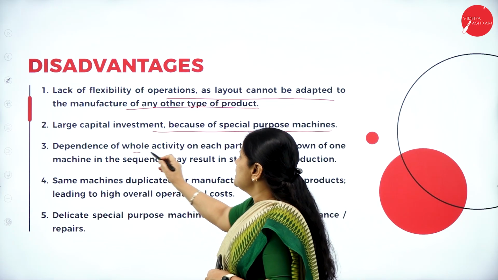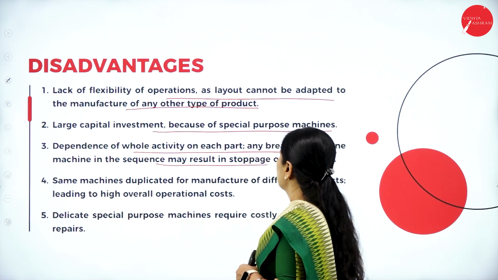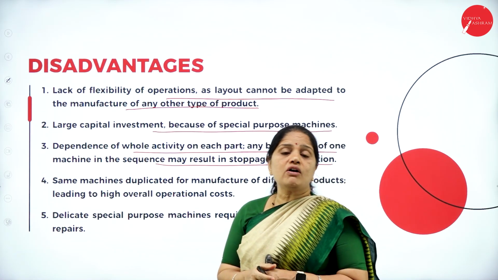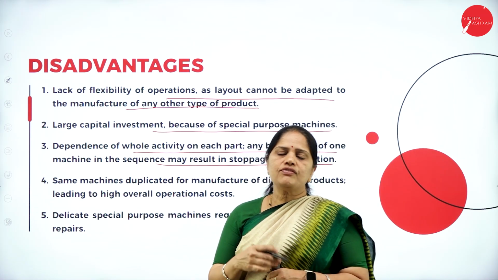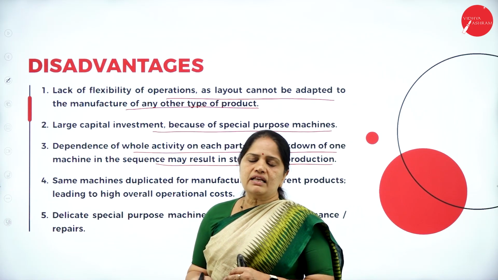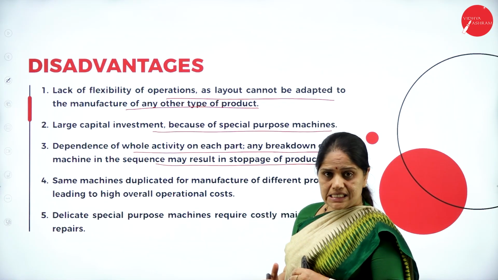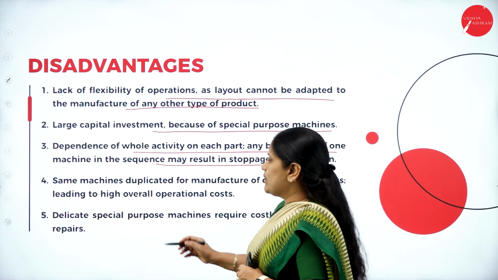Then dependence of the whole activity on each part. Any breakdown of one machine in the sequence may result in the stoppage of production. In case of a product layout or a line layout, suppose there is a breakdown in any one of the machinery, the entire production process will come to a standstill. So this is a disadvantage.